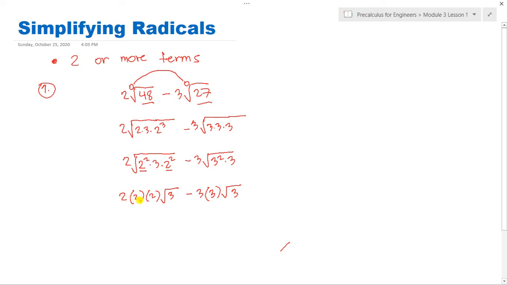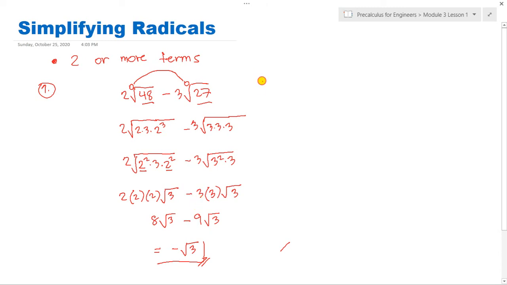So simplify. 2 times 2 times 2 is 8. So we have here 8 square root of 3 minus 3 times 3, which is 9, so 9 square root of 3. Now in this case, you can subtract them because they have the same index and radicand. So 8 minus 9 is negative 1. So we have negative square root of 3. That's the answer for example number 1.